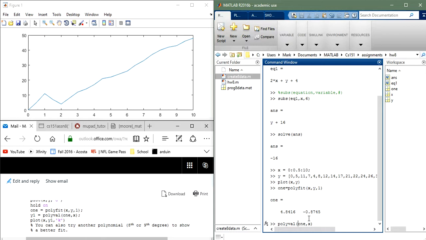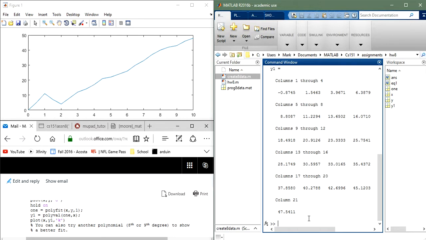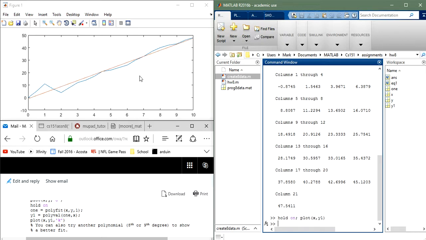So we could rename this. What am I doing? It's not y1, it's y2. Oh, I see why it has one. y1, first order. Now I can say, hold on, plot x, y1. And it's a straight line. Well, we see that straight line looks god awful. It's horrible. That doesn't fit. It's not a correct fit.